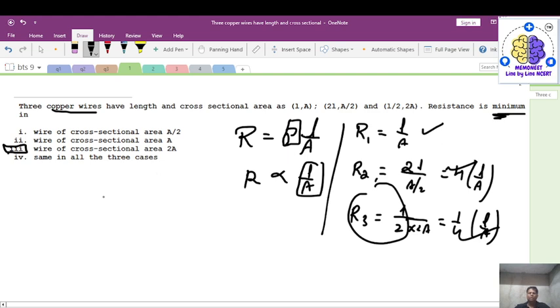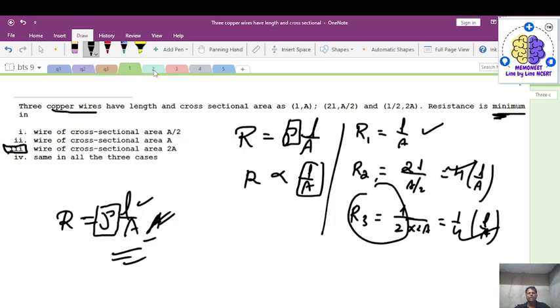So the formula which we have used over here is R equals rho L by A, where rho is the resistivity of the material of the wire, L is the length of the wire, and A is the area of cross section of the wire, right? So using this formula, this numerical could be done. Now let's move to the next numerical.